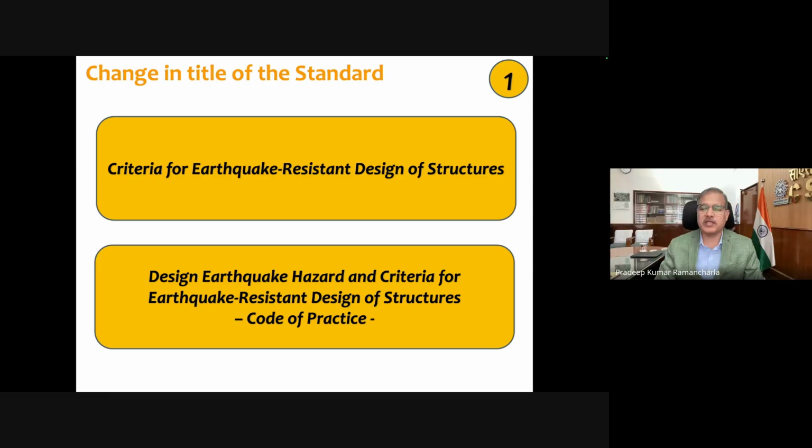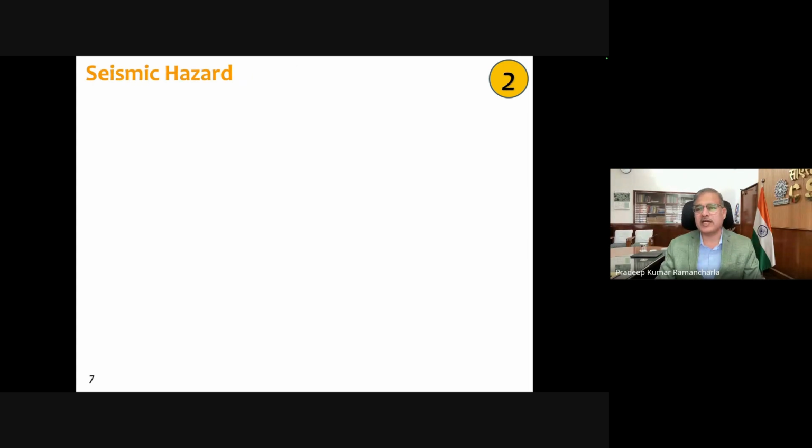So the first component is design earthquake hazard. That means whatever is given, we have to take it and use it for the design. Then coming to the second one, seismic hazard. Here I would like to give you a little brief, and I know that after my lecture, Professor Raghukant, who has worked very hard on the new hazard map, will be giving more details on this.